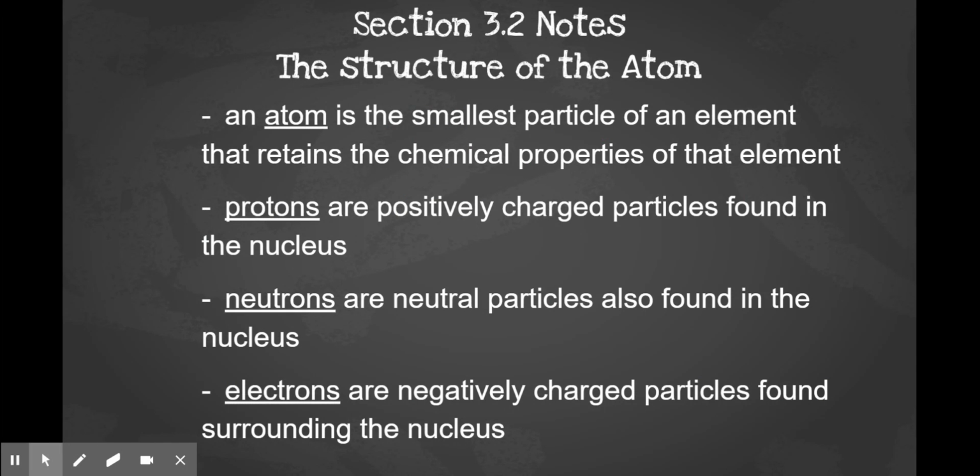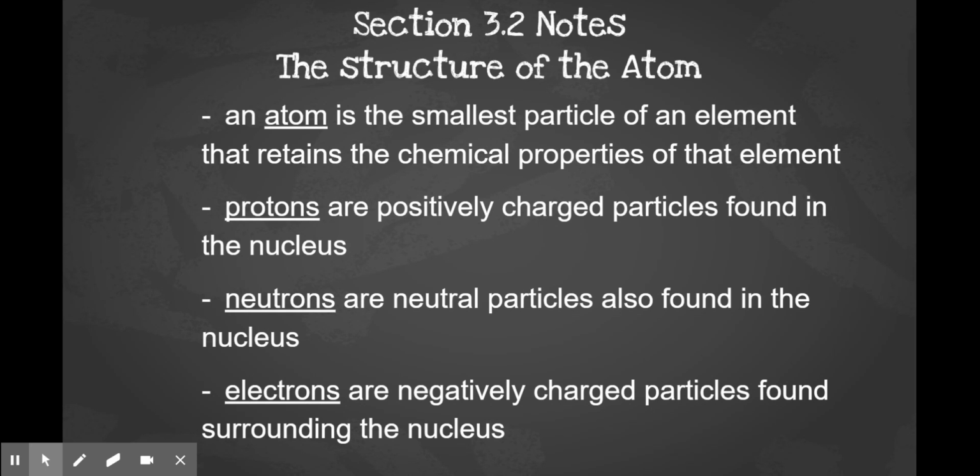Hello, today we're going to go over Honors Chemistry Chapter 3, Section 2 on the structure of the atom. So an atom is the smallest particle of an element that retains the chemical properties of that element. And we talked about splitting a bar of gold in half and continuing to split it until we got to the smallest particle that we possibly could, and that would be the atom.